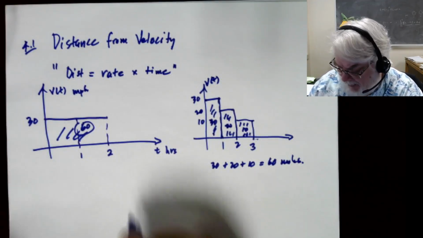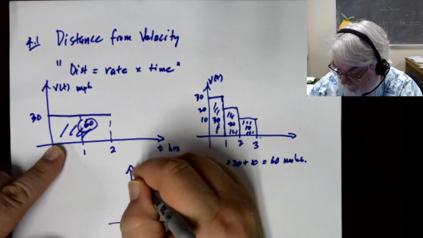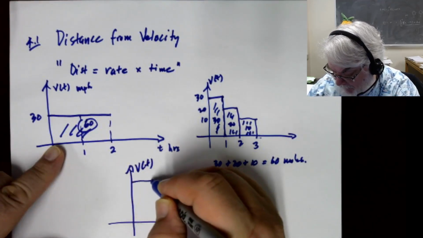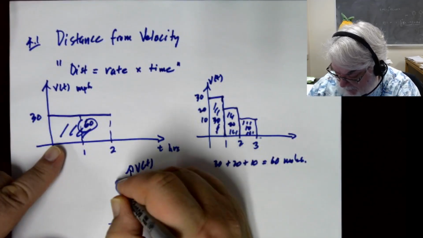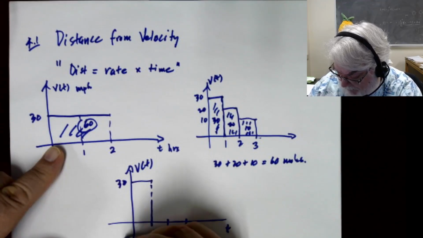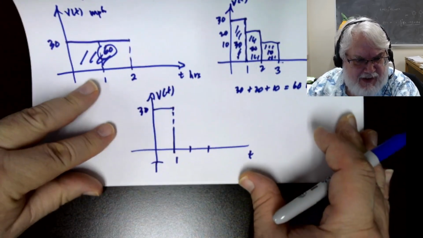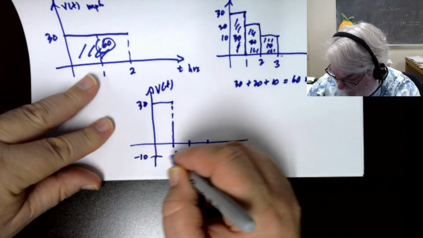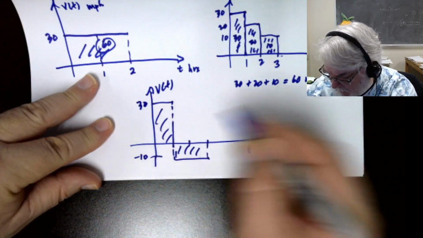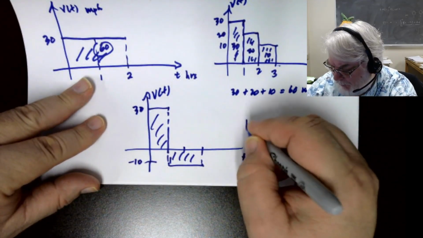And so you might also have something that looks like this. I have a velocity function over time, and I travel 30 for the first unit of time, but now over the next 2 units of time, suppose I go to minus 10. And so now the question is, what is the distance that I've gone?